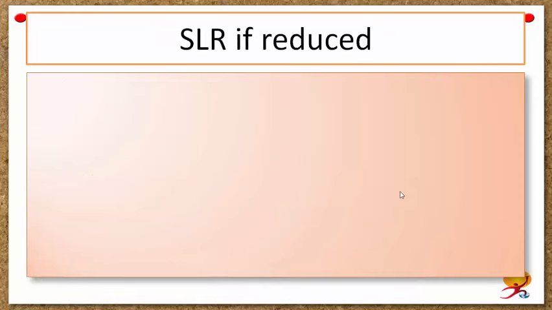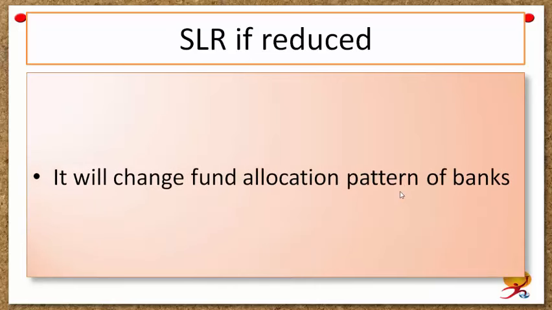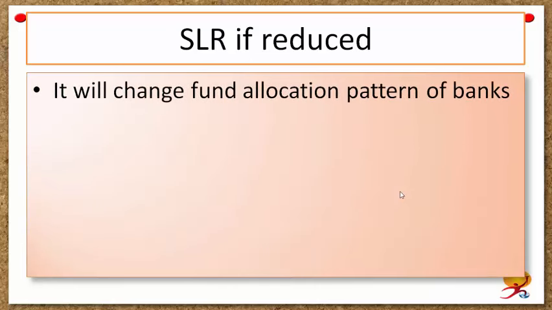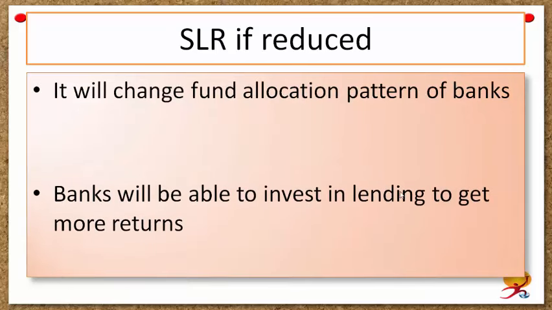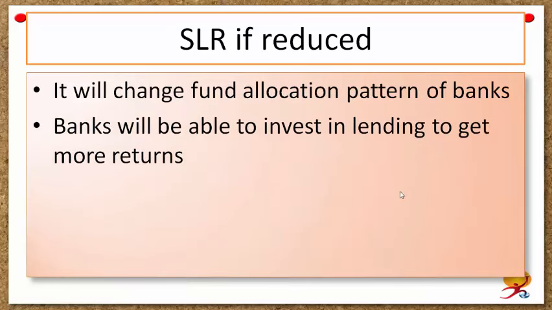What happens if SLR is reduced? This was suggested in one of the reports of the Economic Survey 2014, that there is a need to bring down the percentage kept as SLR. So the first effect will be that it will change the fund allocation pattern of banks, which will lead banks to invest in lending to get more returns, because banks under SLR have to keep a huge fraction of assets in the form of SLR, and they are not able to invest in better avenues.